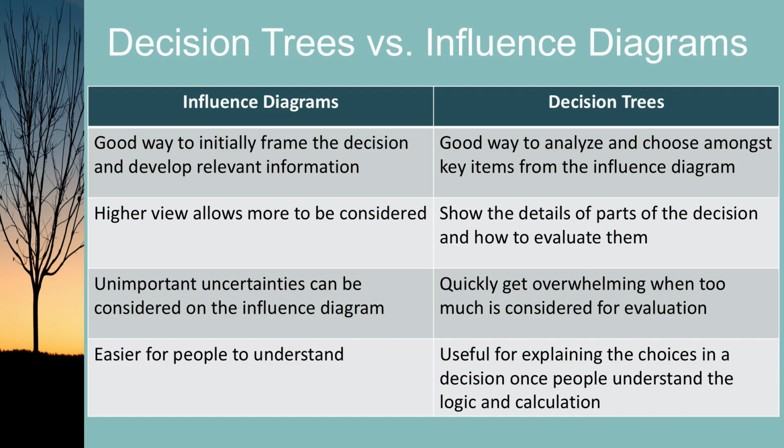Decision trees quickly get overwhelming when too much information is considered for evaluation. The complexity of the tree rises geometrically with the number of uncertainties. This is why we only want to model the most important uncertainties in the tree. Unimportant uncertainties can be considered on the influence diagram, but don't need to be carried over to the tree. Also, a work team may talk through a complex influence diagram, but use a version with only the most important items for communication to decision makers or implementation groups. Influence diagrams are easier for people to understand. Decision trees are useful for explaining the choice in a decision once people understand the logic and calculation of a decision tree.